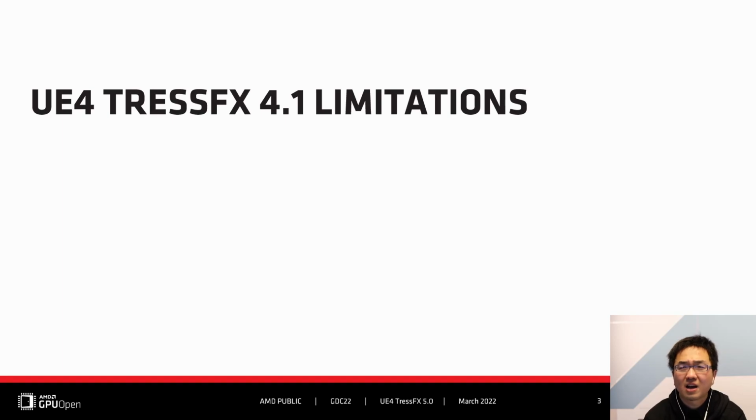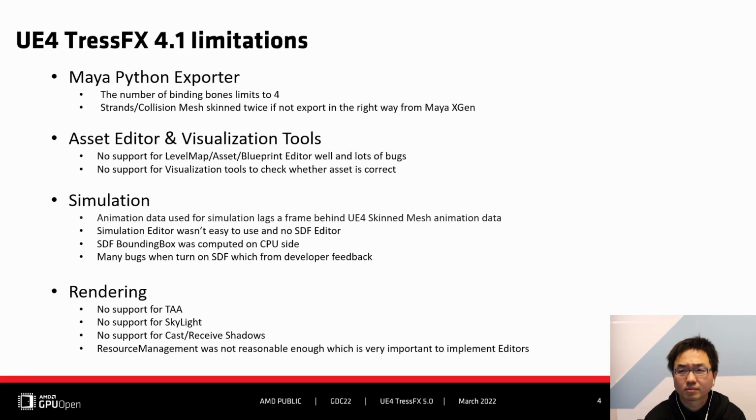Many developers have given us feedbacks about the difficulties they met when they tried to use UE4 TrustFX 4.1 version. Let's look at these limitations. In terms of exporter, if your animation is complicated, some vertices bind more than 4 bones, it means you can't directly use TrustFX because the exporter limits the number of binding bones to 4.